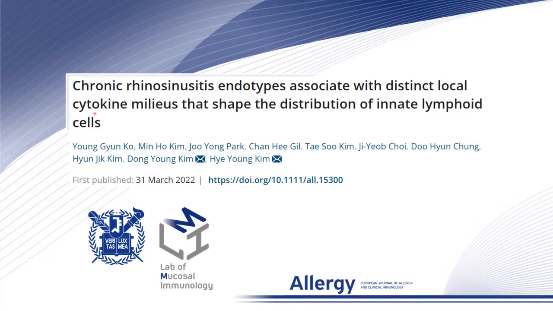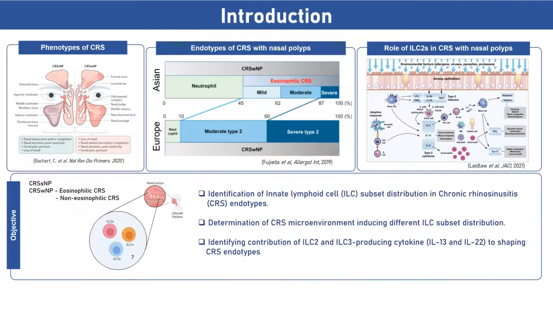I will introduce our research, chronic rhinosinusitis endotypes associated with distinct local cytokine milieus that shape the distribution of innate lymphoid cells. Chronic rhinosinusitis is chronic inflammation in the sinus. Furthermore, CRS with nasal polyp presents two endotypes in major patients, eosinophilic and non-eosinophilic CRS. ILC2 is well known as the most important effector immune cell in the CRS microenvironment. However, other ILC subsets, ILC1 and ILC3, were not fully described.